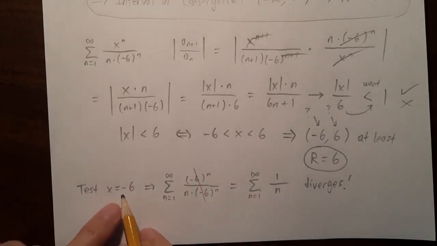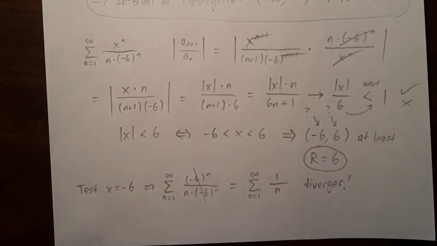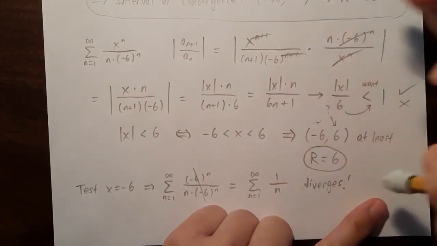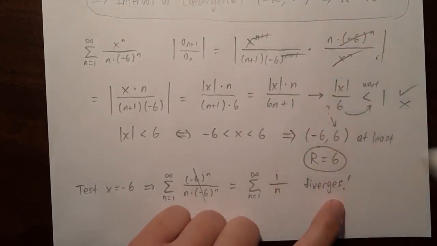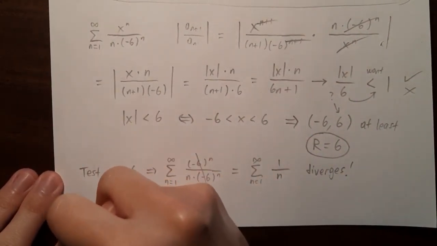So I plug in x equals -6, and I get a divergent series. So therefore, -6 definitely should not be part of the interval of convergence. In that case, -6 should have a parenthesis, as it does, so nothing needs to change here. All right, now let's test the other endpoint.